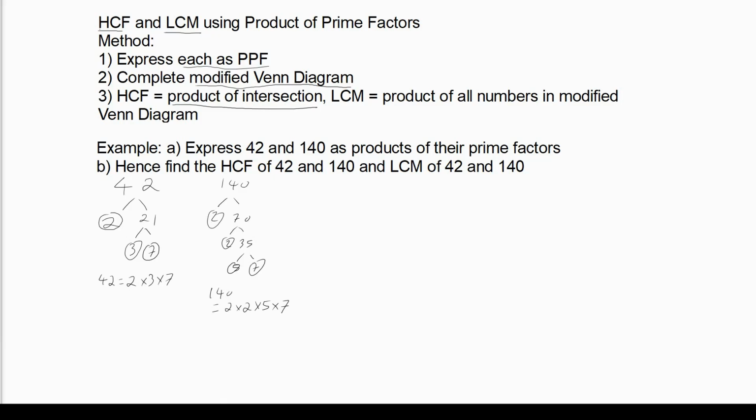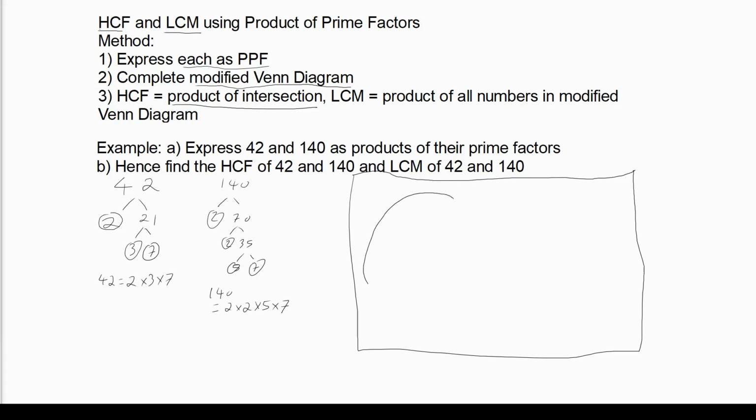I'm now going to draw a modified Venn diagram. I call this a modified Venn diagram because it's slightly different to other Venn diagrams you'll see later on. And if you've never seen a Venn diagram before, don't worry, it'll be really straightforward. What we do, we write inside the box, we draw two circles. One of them will be for the prime factors of 42, and the other will be for the prime factors of 140. And we can see the circles will overlap, and that's where we'll put the common prime factors. So I'm going to label the left one 42 and the right one 140, no particular reason.